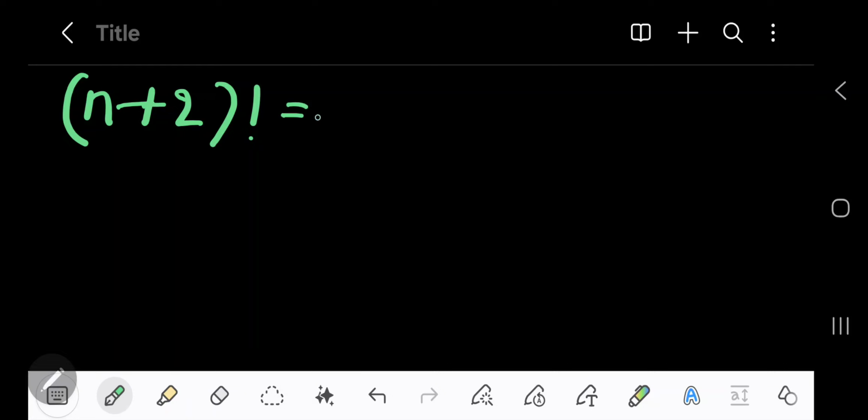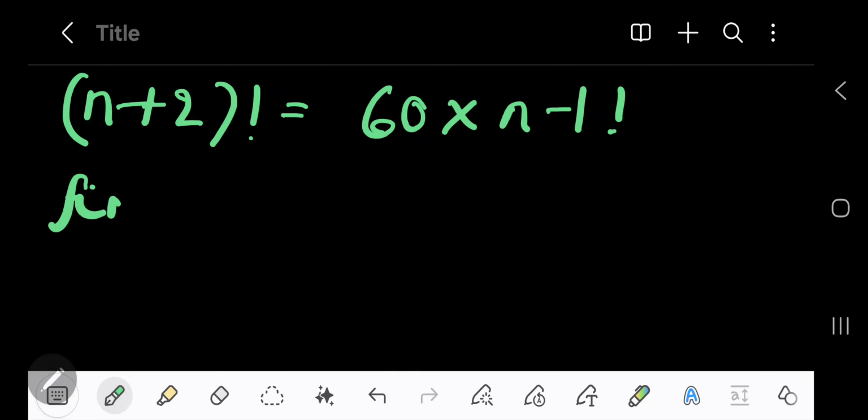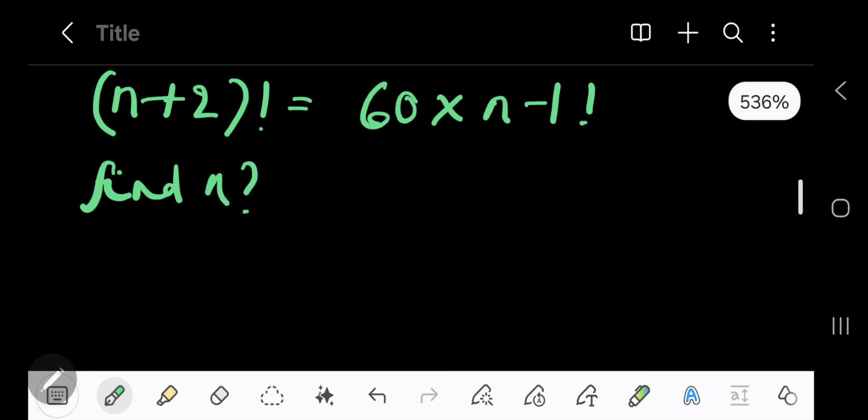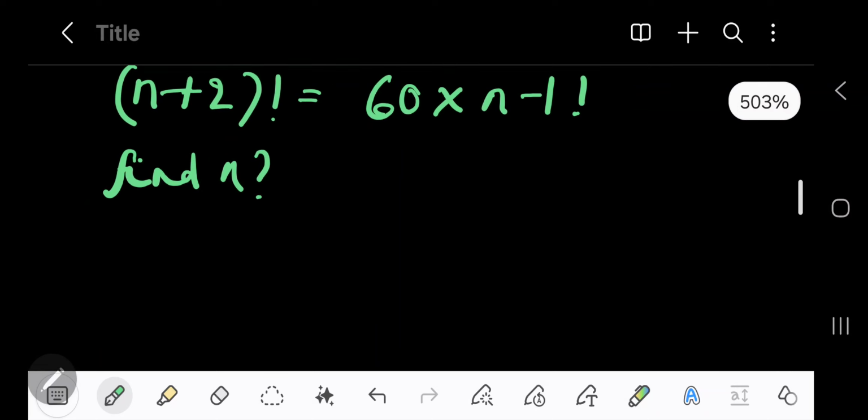Okay, so as I was saying, if (n+2)! equals 60 times (n-1)!, find n. How would we do this question? I want you to pause the video and try it yourself.